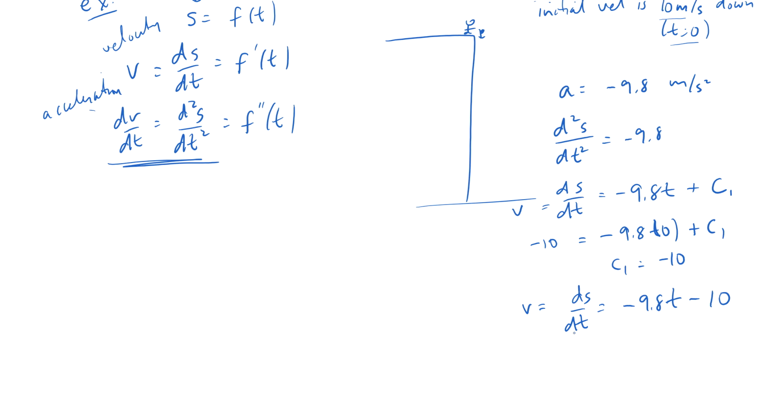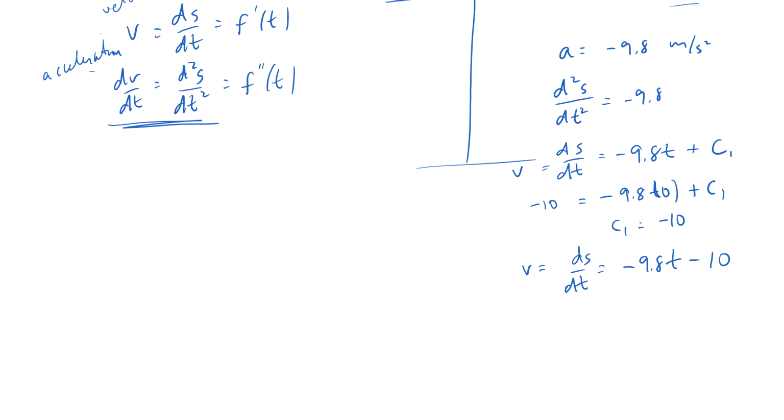Okay, now let's take an integral of both sides and solve this differential equation. Because this is saying, remember, the rate of change of my position is dependent on the time. It's changing. It's speeding up as it's going down. So if I integrate both sides and get s, I'm going to get negative 9.8 t squared over 2 minus 10t plus, call it c2.